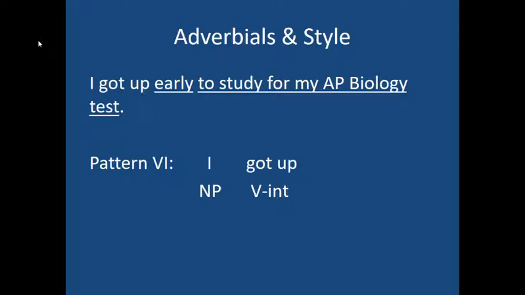And the point that I'm making, that the author also makes, is that the main sentence is kind of boring. I got up. But what really makes the sentence interesting, what really is the heart of the sentence, is the fact that you got up early to study for my AP biology test. An adverbial really is sort of considered not that important to the sentence, unless it's a pattern 1 where you have to have it.